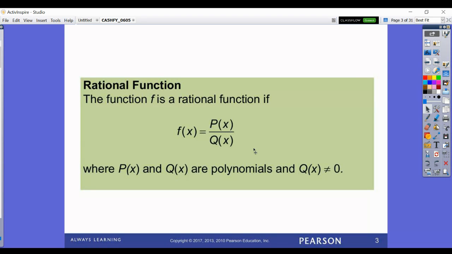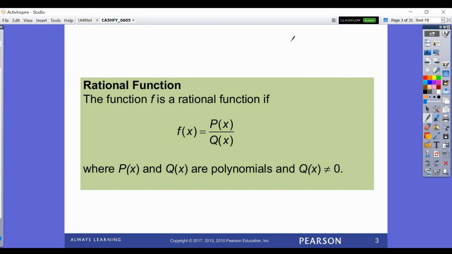First of all, what is a rational function? A rational function is a function where we have p of x over q of x. This just means there's a polynomial on top and a polynomial on bottom. They can be simple polynomials. A polynomial can just be a number, or it can have x's in it. Q of x can't be 0 because then we would be dividing by 0.